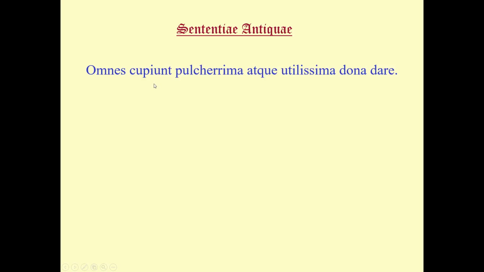Do you recognize the word from this chapter? Well, here we have the irregular superlative pulcherrima, right? And this is an anonymous ancient phrase, but it's a good phrase. Omnes cupiunt: everyone or all desire to give very beautiful and very useful gifts. So when you give a gift, you want to give something that's very useful and very beautiful. So that's a good phrase to hang on to even for today.